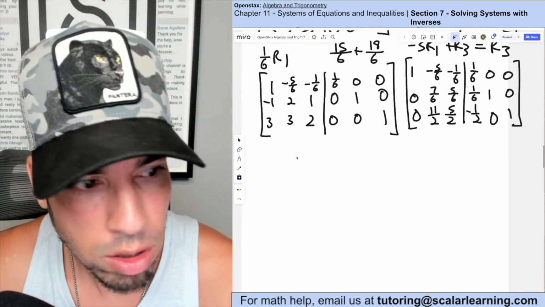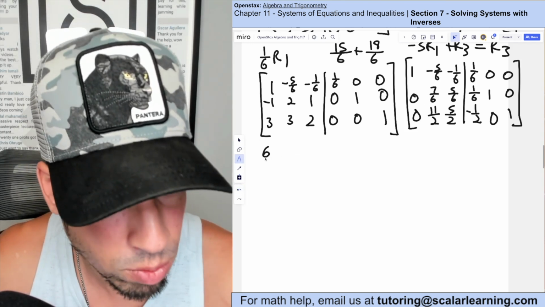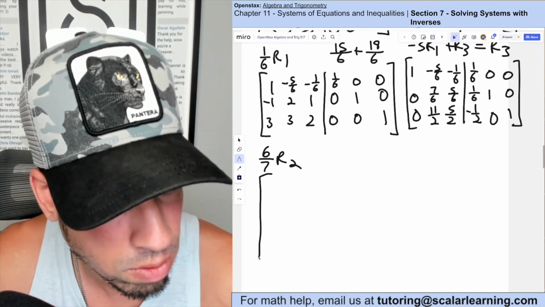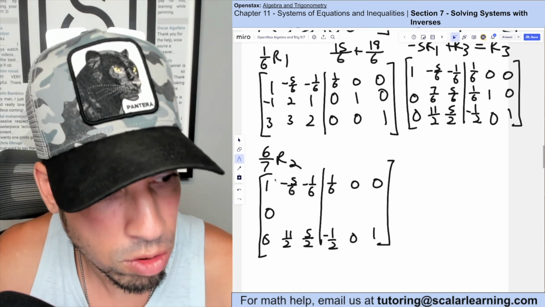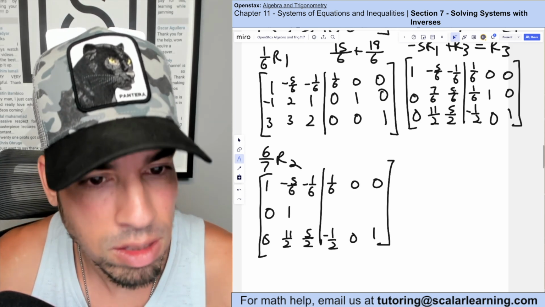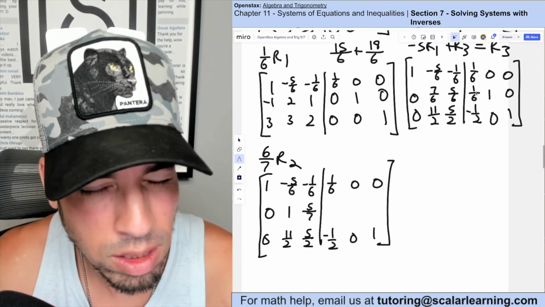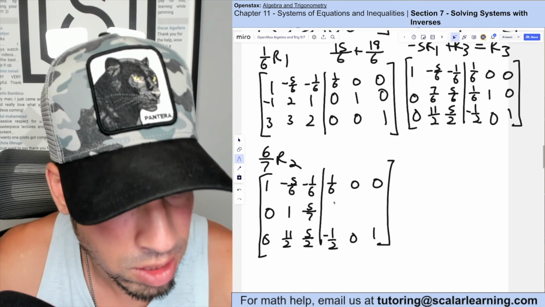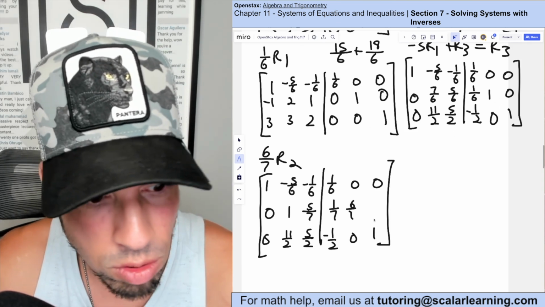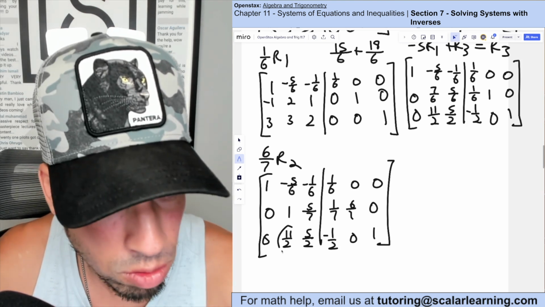Next, we are going to get this one right here to become a 1. So I'm going to multiply by the reciprocal of 7/6, which is 6/7. So that times row 2. Let's write it out. So we got 6/7 times 0 is 0. 6/7 times 7/6 is 1. That times 5/6 is going to be 5 over 7. And then that times 1/6 is going to be 1 over 7. And then times 1 is just 6/7, and then times 0 is 0. Cool.